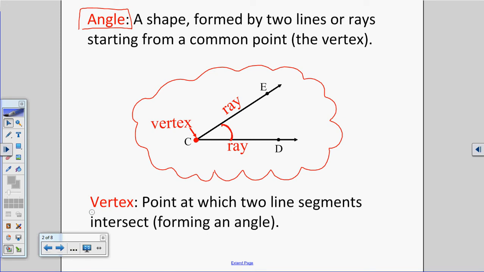So also copy down vertex, the point at which two line segments intersect, forming an angle. So you need to know the word vertex. That's very important.